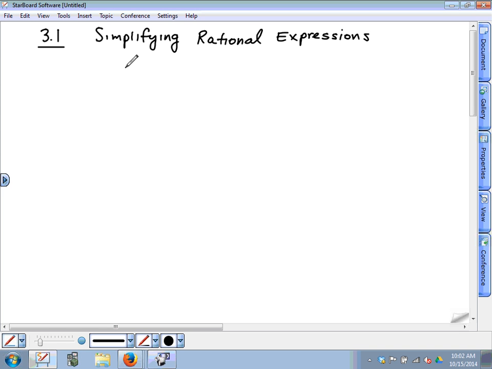So usually I write down the objectives, but there's only one objective in this lesson. It's to simplify a rational expression. And that's all we're doing today. So I want you to circle this word, though. The word rational.